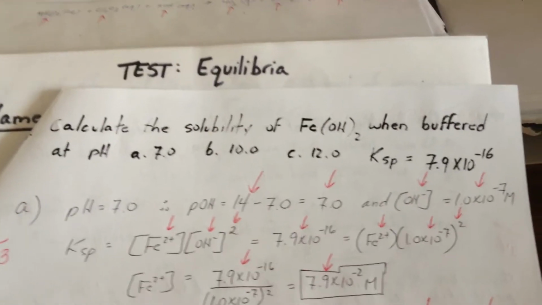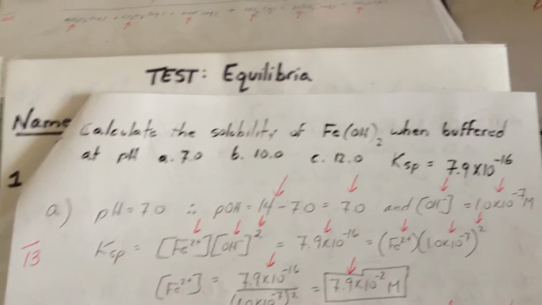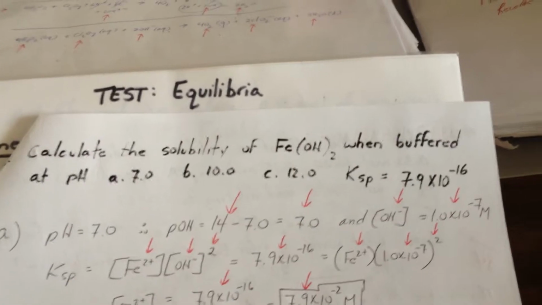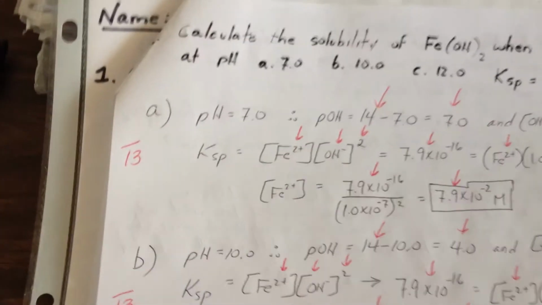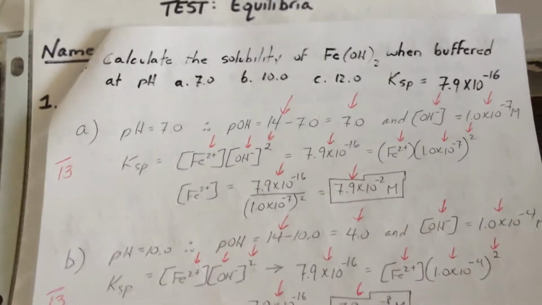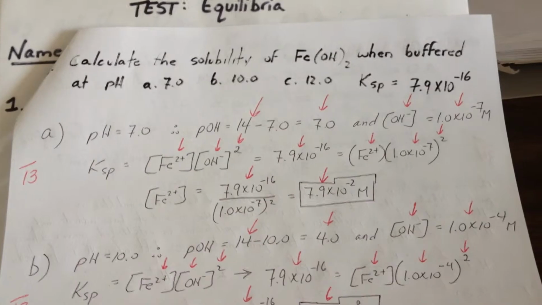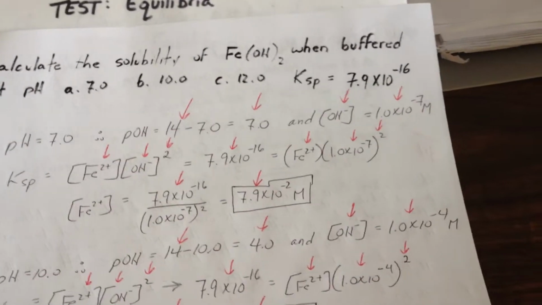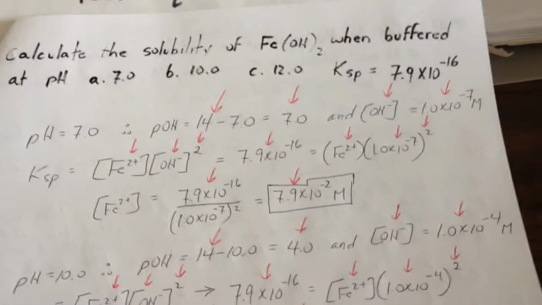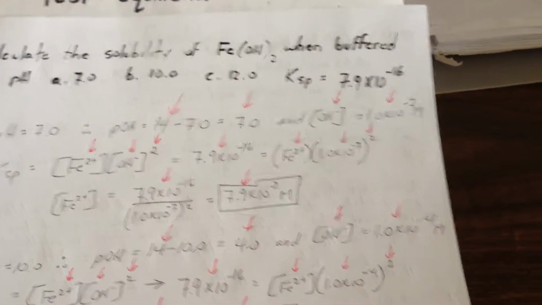Question 3. We're asked to calculate the solubility of ferrous hydroxide when buffered at the following pHs: 7, 10, and 12. So the first step in solving this is to find out what the pOH is. The pH is 7 in the first instance, so 14 minus 7 gives you a pOH of 7, and from the pOH we can calculate the OH minus concentration, which is 1.0 times 10 to the minus 7.